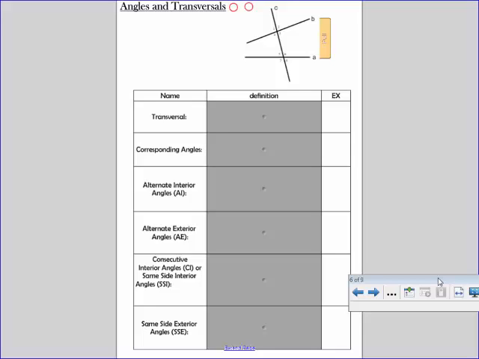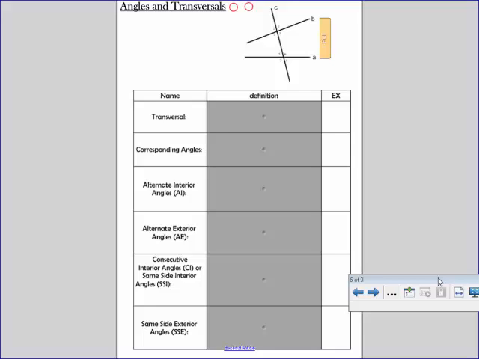We're talking about angles and transversals, and we'll be using this diagram next section. You're going to see it over and over again, so go ahead and draw out that diagram. It is 3 lines, lines A, B, and C. And then there are 8 angles that are listed up there.